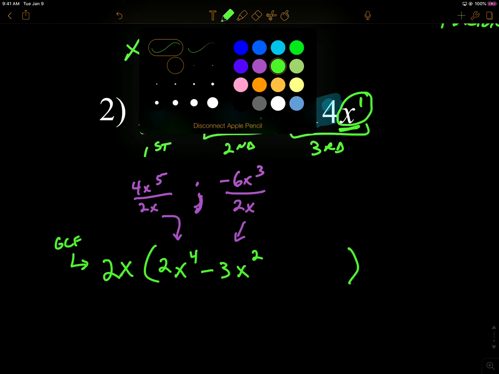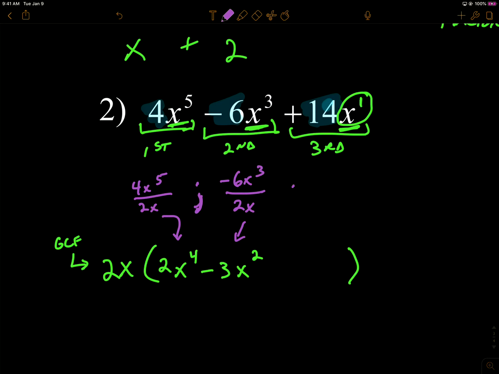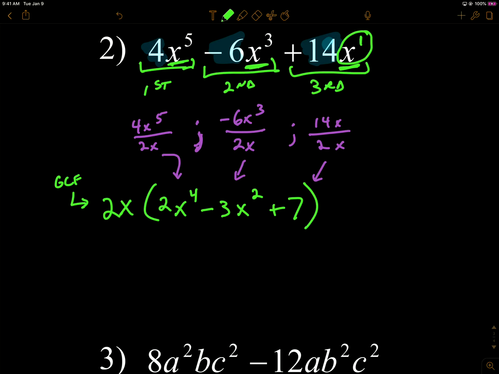Lastly, I've got 14x, and I'm going to divide out the common factor 2x. That will lead to 7, a positive 7, and no x in it, because the x's divide out to be 1. So there we go. I have factored this thing.